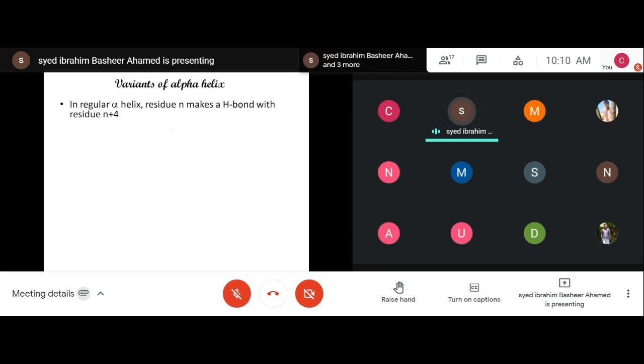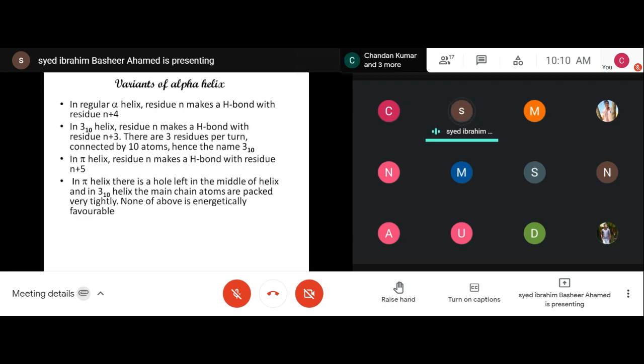Now we are seeing alpha helix variants. You can see this is N to N plus 4, the regular helix, and there is also a 3-10 helix. In the 3-10 helix, there is hydrogen bonding between N and N plus 3. There are 3 residues per turn, whereas in a regular helix you have 3.6 residues per turn. One turn in the 3-10 helix has only 10 atoms, which is why it is called a 3-10 helix: 3 residues per turn and 10 atoms in the turn.